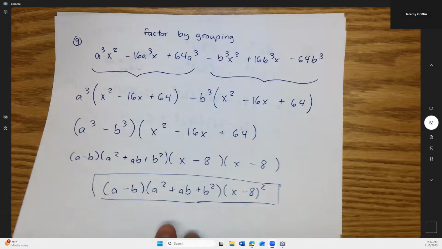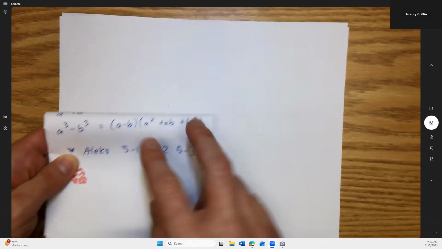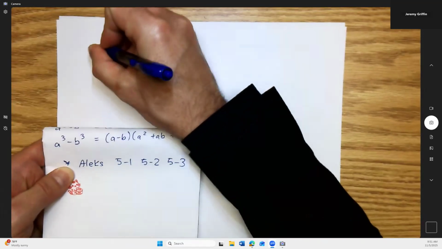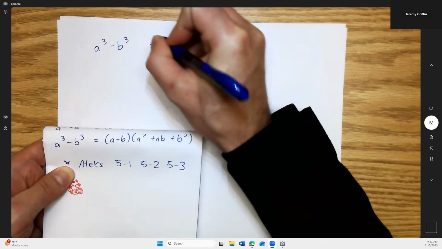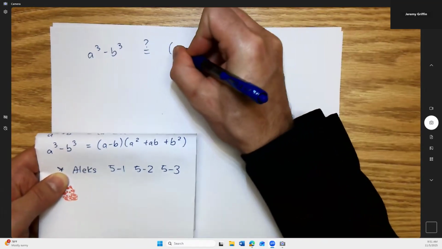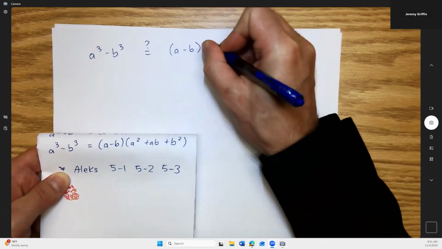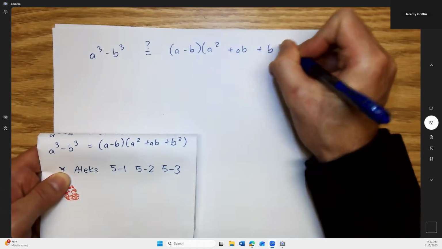Let's try it out. So here, I'll write it bigger. I'm making the claim that this is true. Let's see if that actually works. Is a cubed minus b cubed, this is difference of cubes, really equal to a minus b times a squared plus ab plus b squared? I'll put a question mark on the equals because we're going to test this.